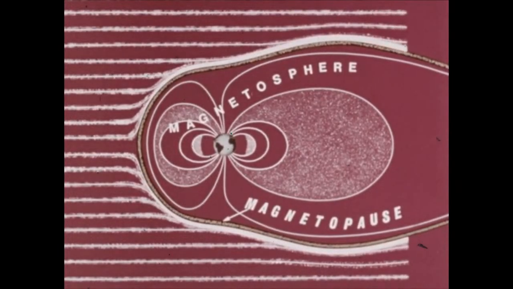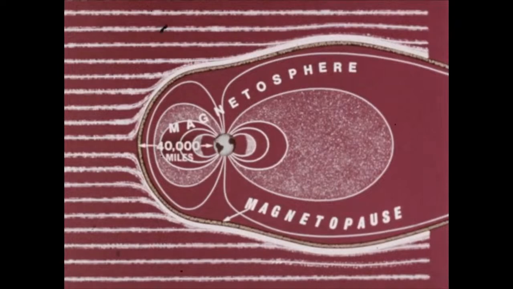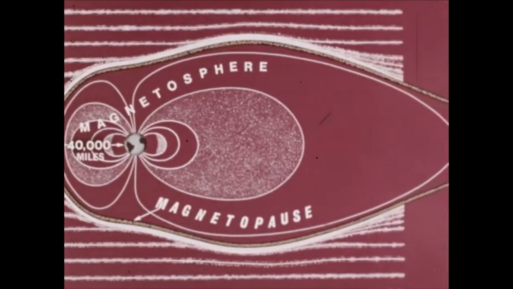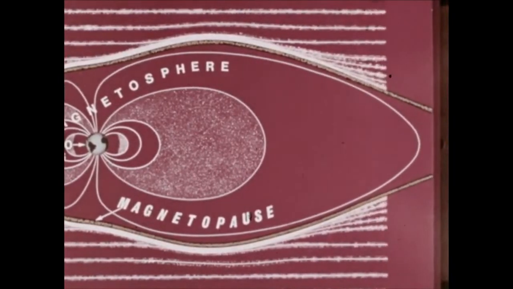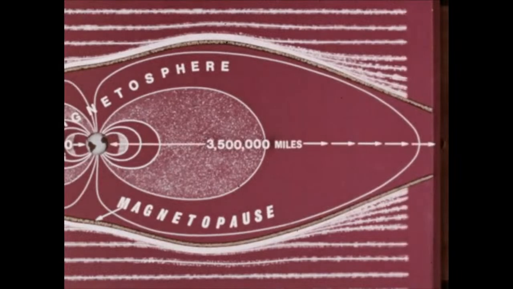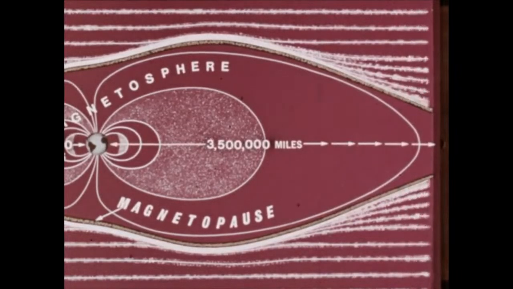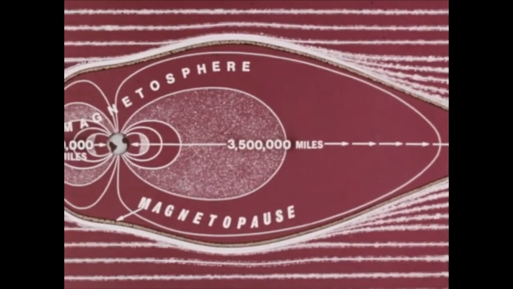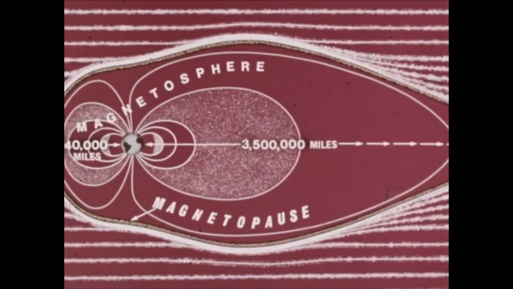Toward the sun, the magnetosphere is only about 40,000 miles away from the Earth. On the opposite side, the solar wind draws out the magnetosphere like the tail of a comet, more than 3.5 million miles long. The width of the magnetopause varies from about 200 miles to 2,000 miles.